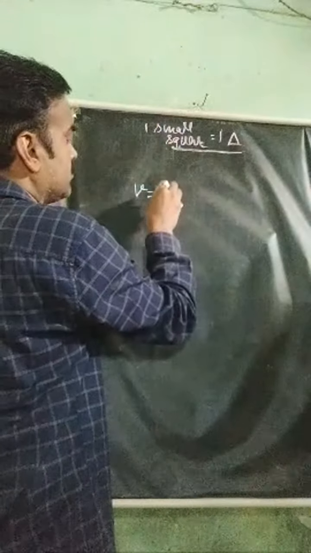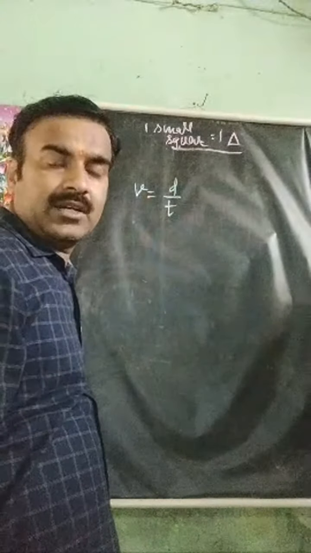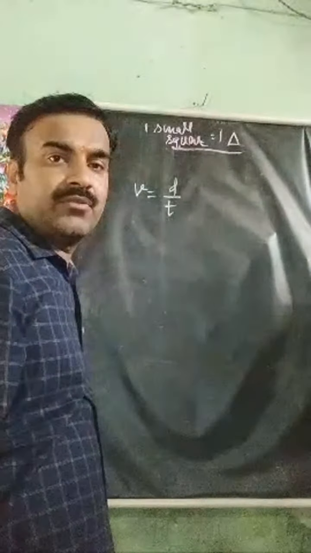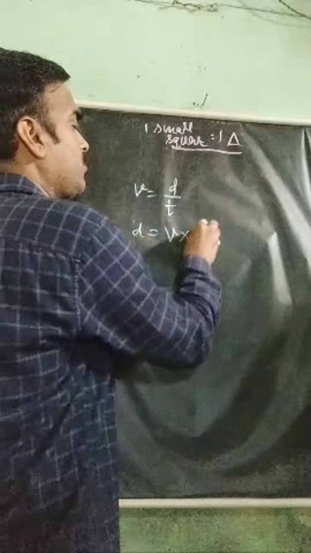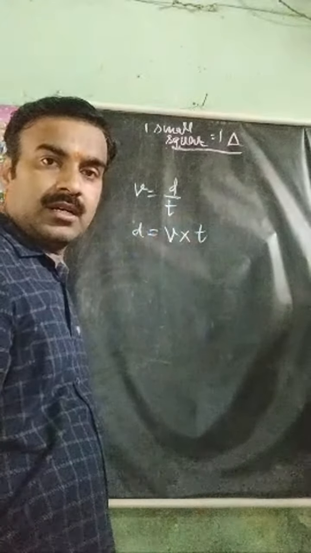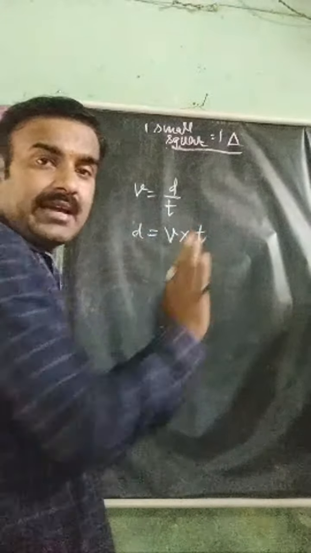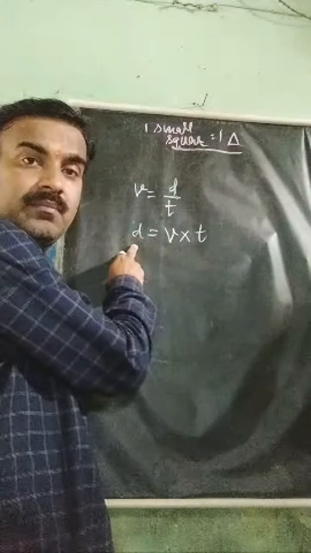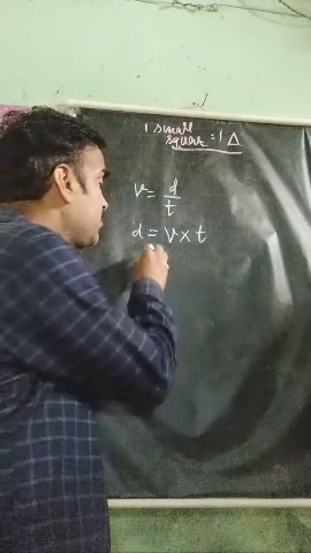V equal to velocity equal to displacement upon time. This is the formula by which we can find out the velocity. So distance, or displacement, equals what can you write? Velocity into time. Displacement equals velocity into time. Now we can also write d proportional to t.